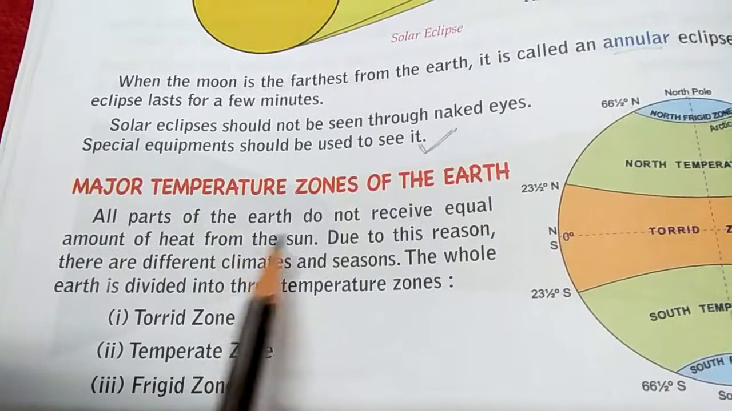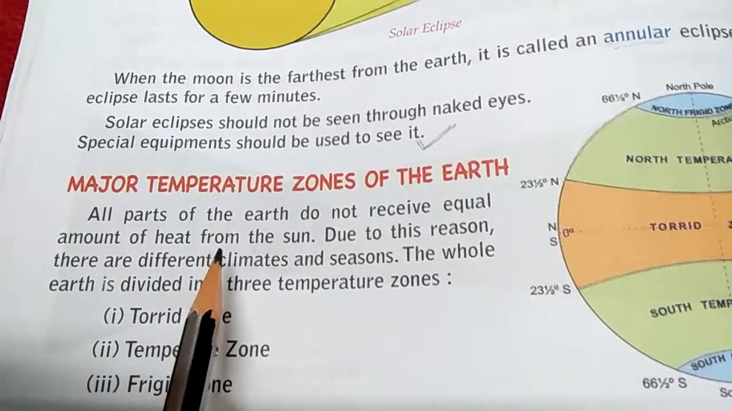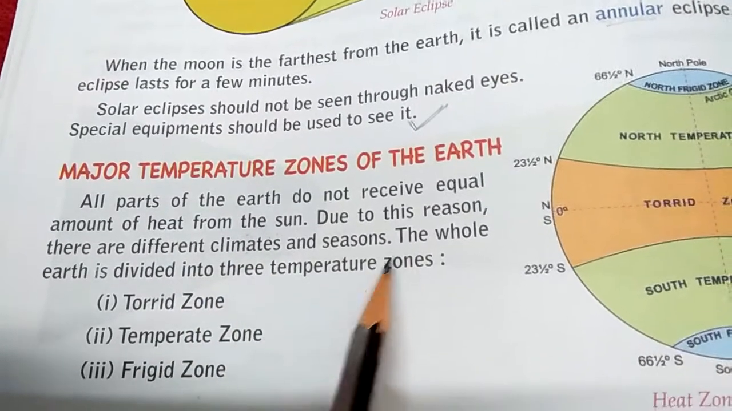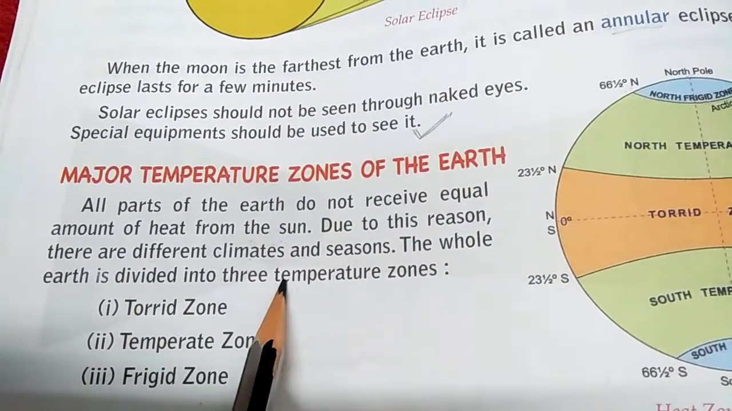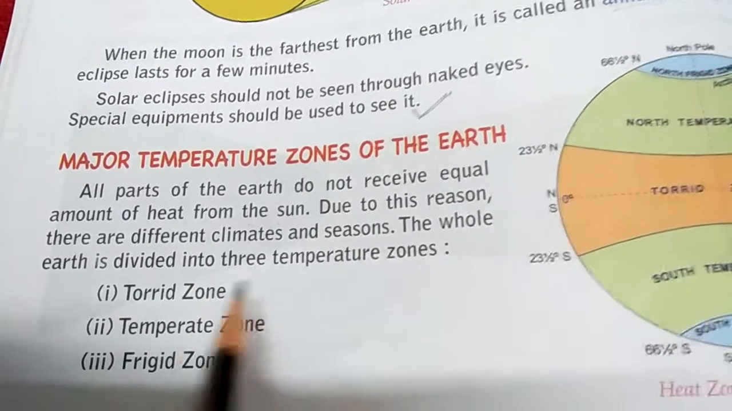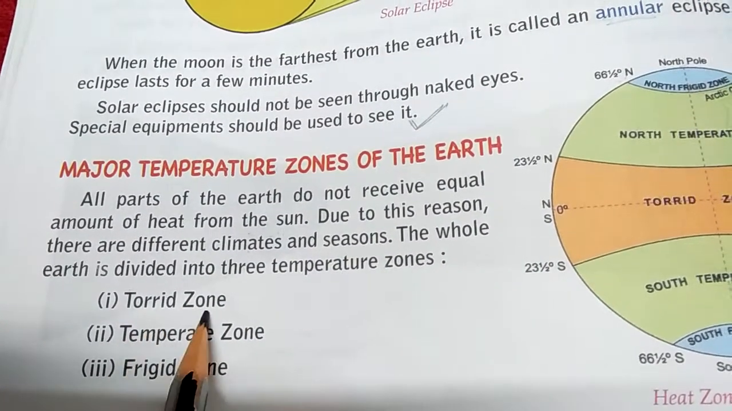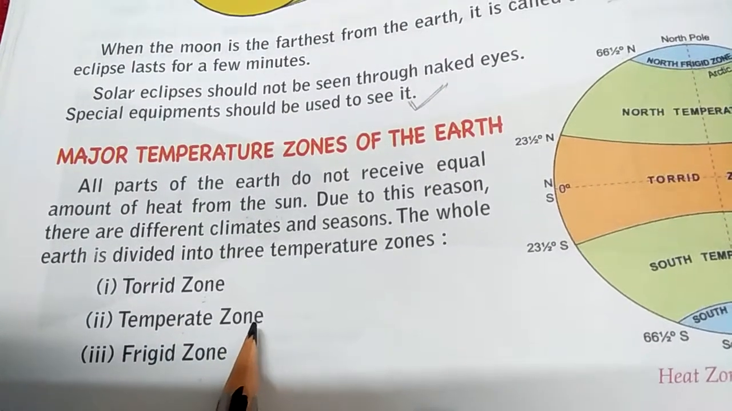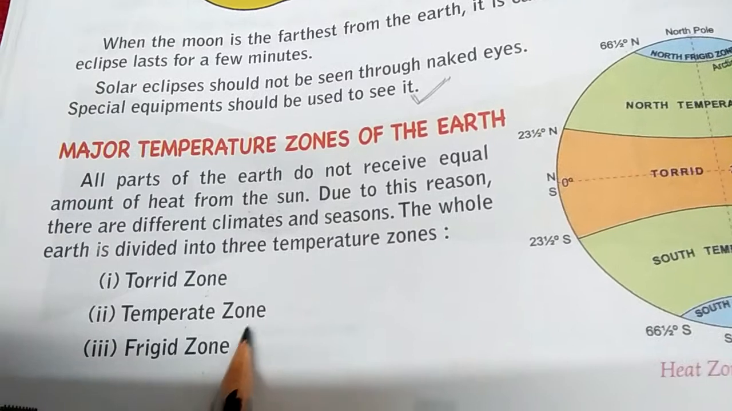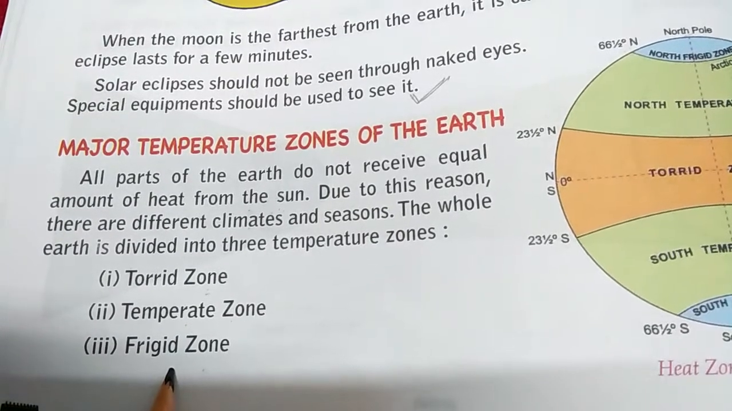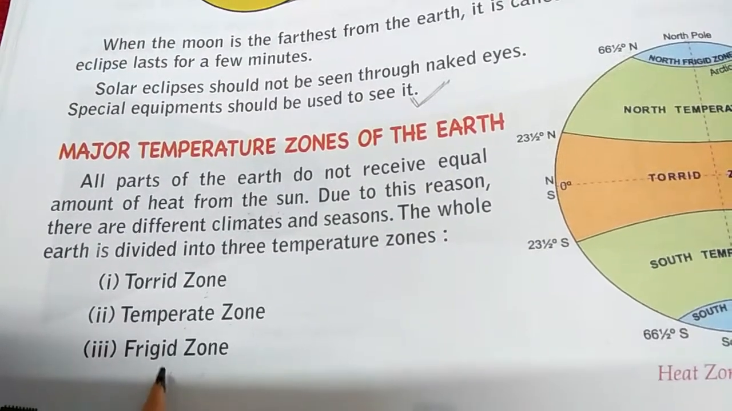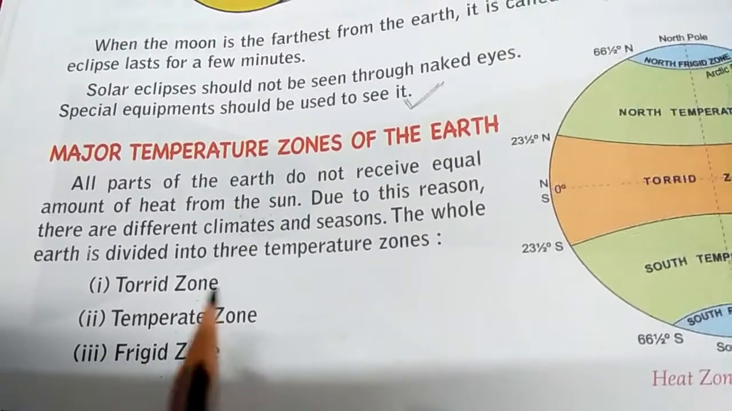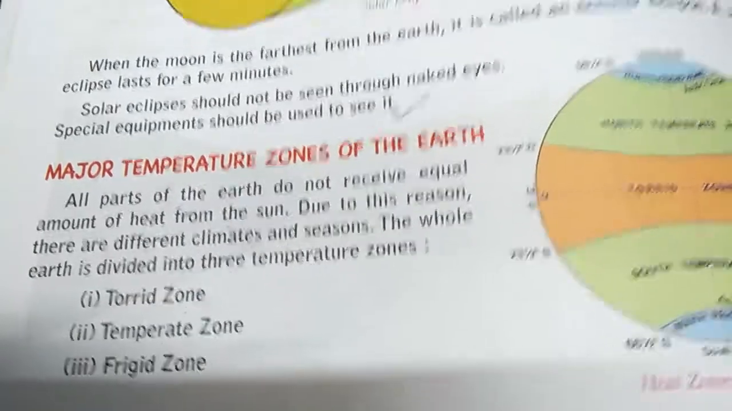So on the basis of different amount of heat received in different parts of the earth, the climate differs. The whole earth is divided into three temperature zones. These are called the temperature zones: the torrid zone, that is the hottest zone; temperate zone, that is the moderate zone, neither very hot nor very cold; and frigid zone, that is the coldest zone, which is very very cold, everything is frozen. Okay, so these are the three zones that are found on Earth.